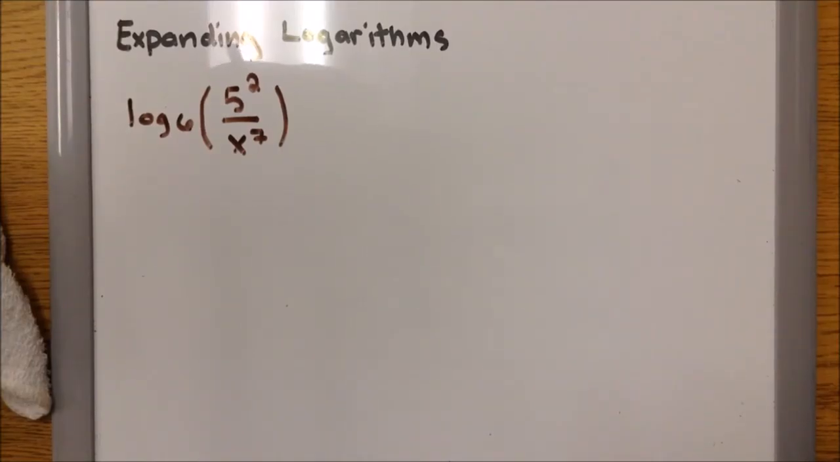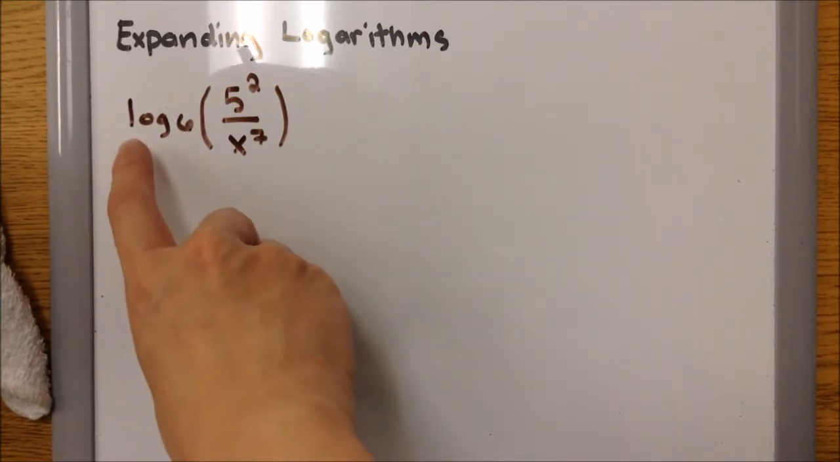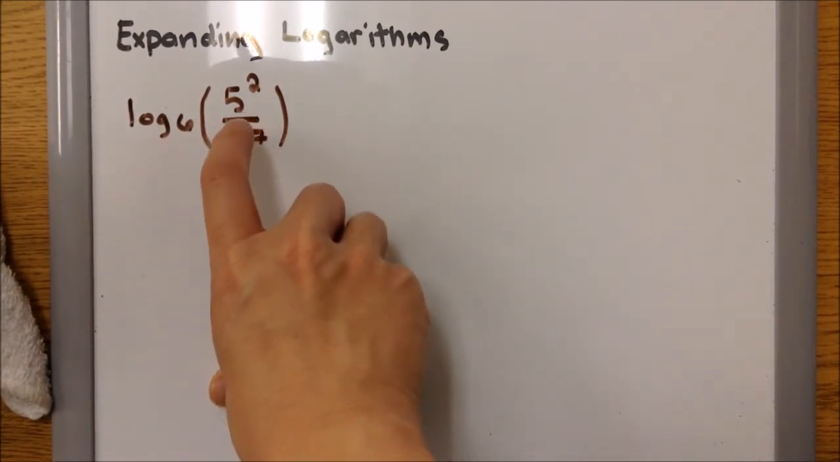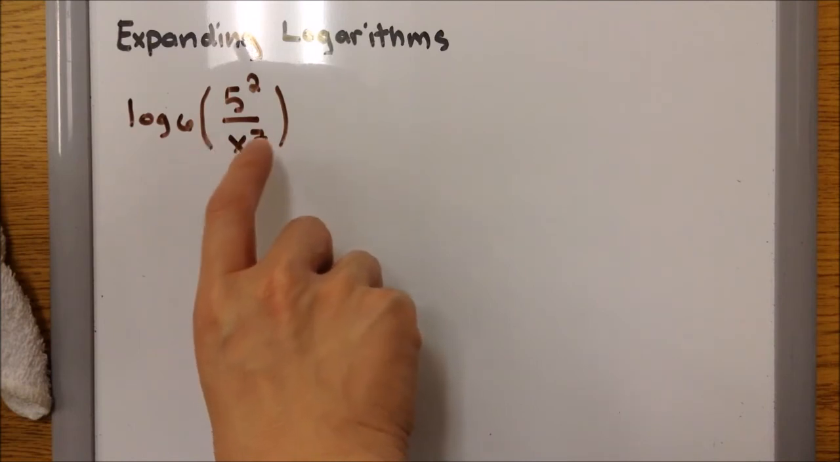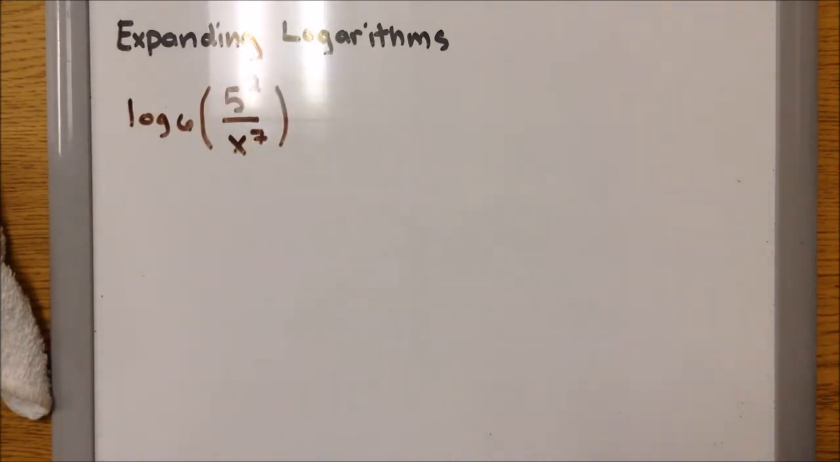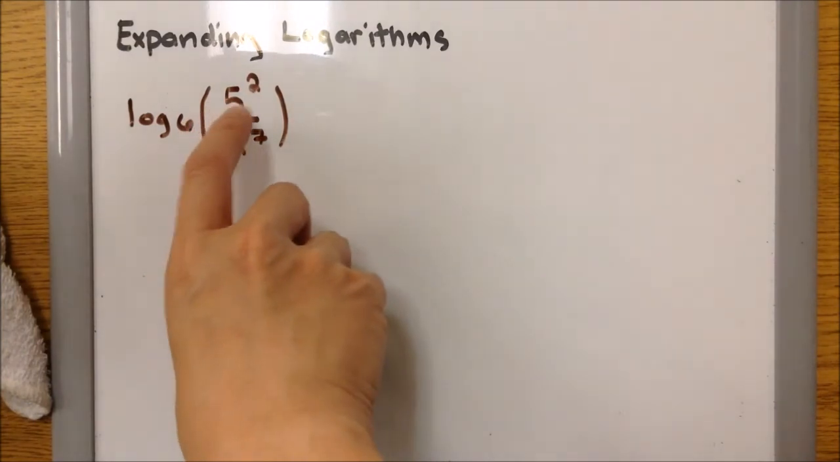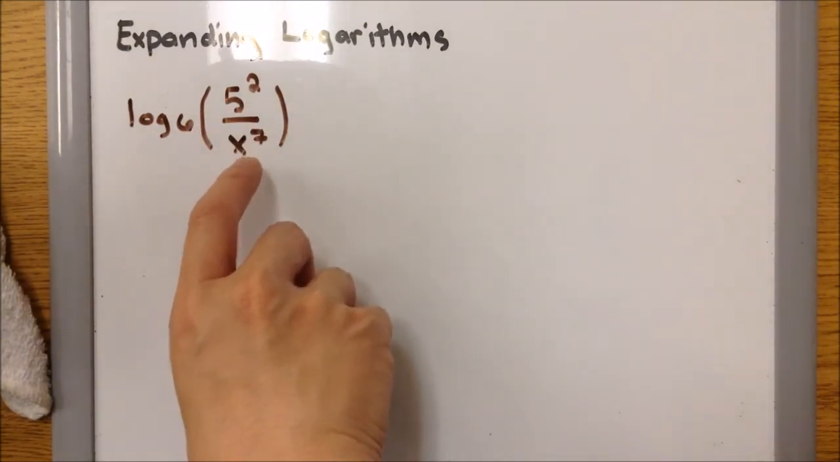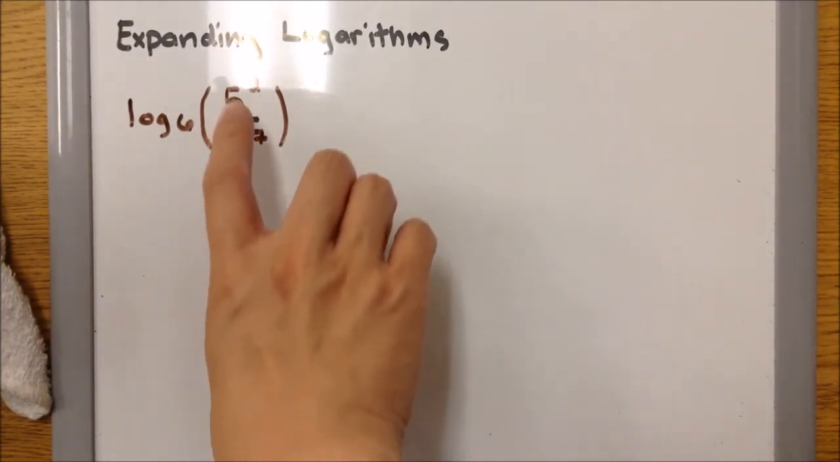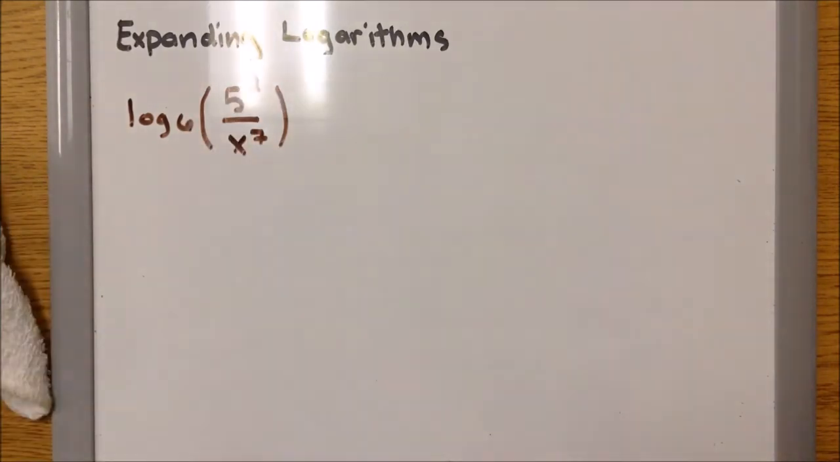Alright, so for example 4, we now have log base 6 of 5 squared divided by x to the 7th power. So in this example, we have a quotient. So that means we're going to be using the quotient property. So we're going to separate 5 squared and x to the 7th power. So we have 2 parts. That means we're just going to have 2 logs.